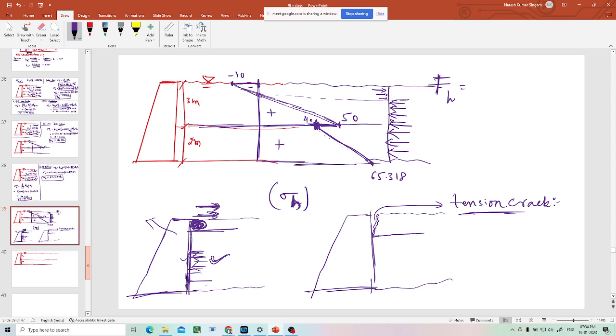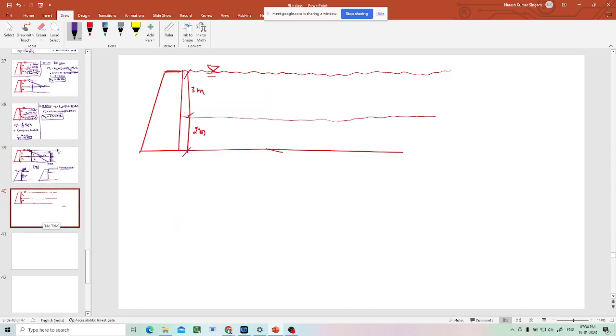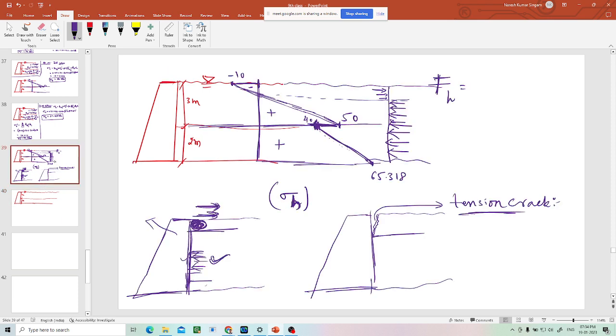Suppose it is detaching, now there is no tension force on the wall because it is detached. Before detaching, it was applying this much negative force on the wall. It can apply it only before detaching. Once it is detached, this much force is released from the wall.